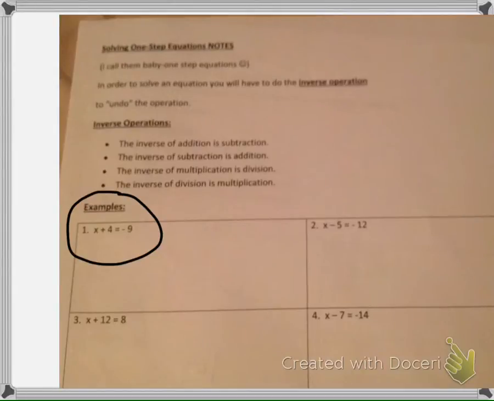So you are undoing the problem to get the missing variable, which in most cases is x, but any letter could be used as a variable. In order to do that, you need to use the inverse operation to undo the operation. So let's just talk about inverse operations, okay?